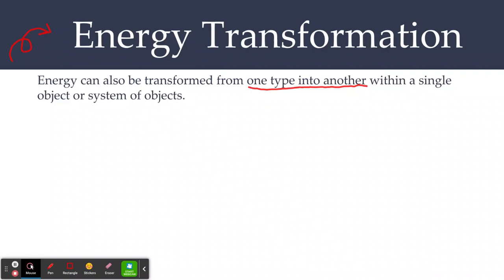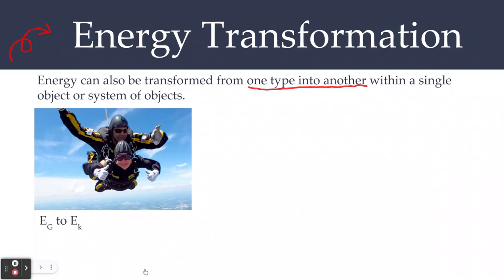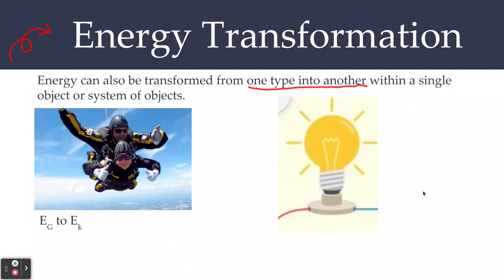So, the way that I imagine this is transformation is like a change. You got that in the energy skate park activity, like a caterpillar transforming into a butterfly. So here's an example. We have these skydivers, and this is gravitational energy transforming into kinetic energy as the person falls, or as these people fall. That's within that single object. Here's another single object, or we could even think of this as a system of wire and light bulb and other wire. We have electrical energy that is transforming into light energy in the light bulb.